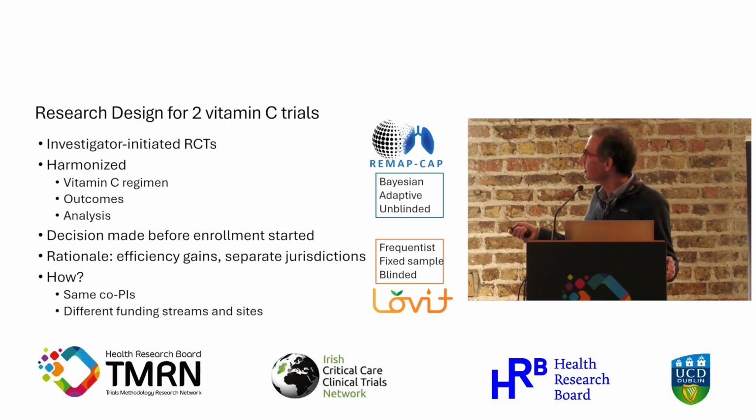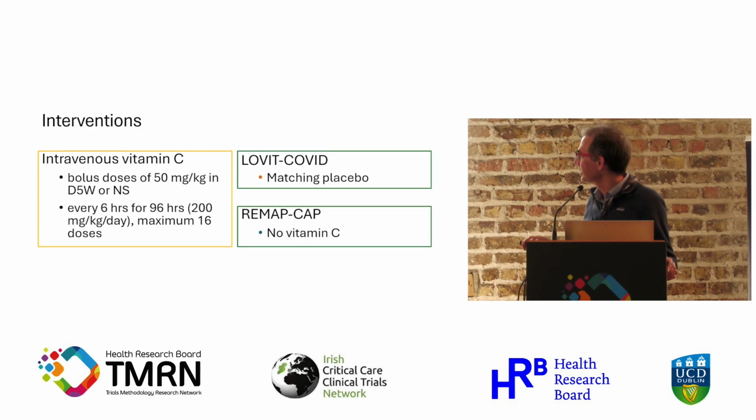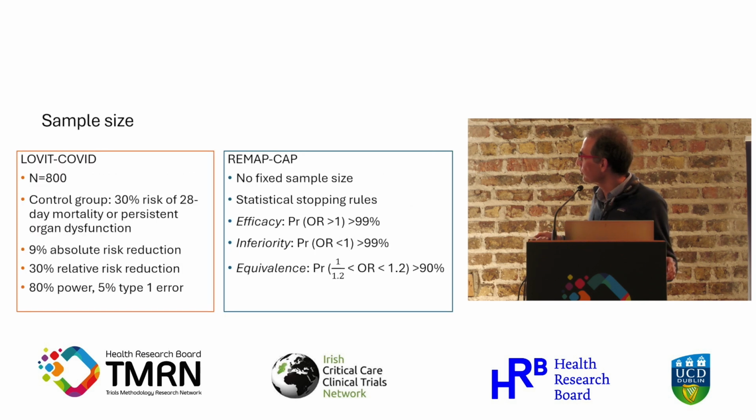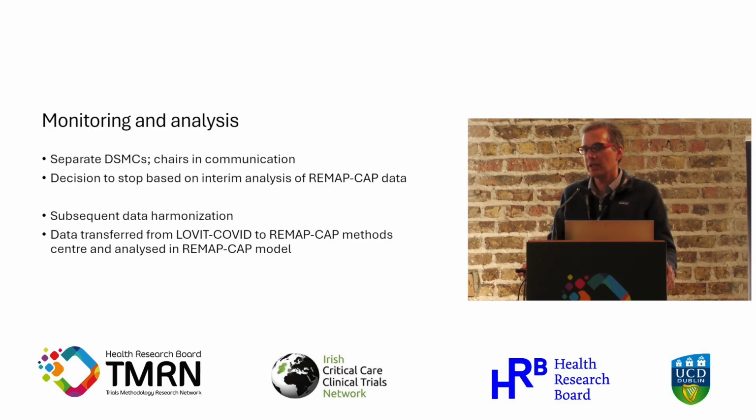And therefore, we were able to mostly harmonize the vitamin C regimen, the outcomes, and the analysis. So the vitamin C was the same, but we went differently on the use of placebo in LOVIT-COVID and no vitamin C in REMAP-CAP. The randomization systems were different. The sample sizes were completely differently calculated, and in REMAP-CAP were based on their statistical stopping rules. And on monitoring and analysis here, we did not function in a federated manner.